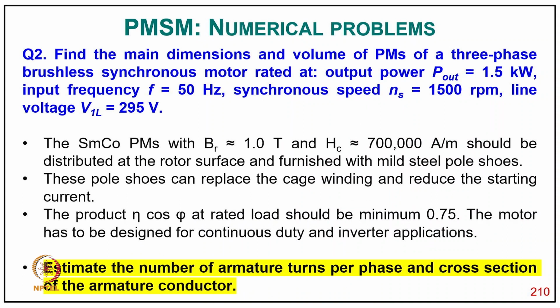Now coming to question 2: find the main dimensions and volume of PMSM of a 3-phase brushless synchronous motor rated at output power of 1.5 kilowatt, input frequency 50 Hz, synchronous speed of 1500 rpm, line voltage 295 volt. Samarium cobalt PM with BR equal to 1 Tesla and current sheet of 700,000 ampere should be distributed at the rotor surface and furnished with mild steel shoes, and these pole shoes can replace the cage winding and reduce the starting current, and the product eta cos phi at the rated load should be minimum 0.75. The motor has to be designed for continuous duty and inverter applications, and estimate the number of armature turns per phase and cross section of armature conductor.